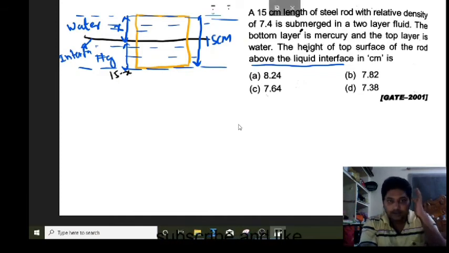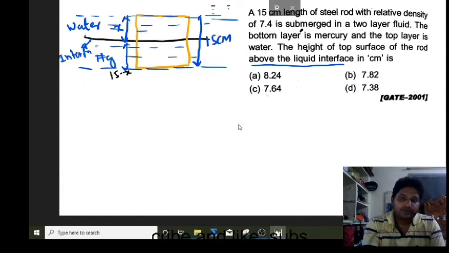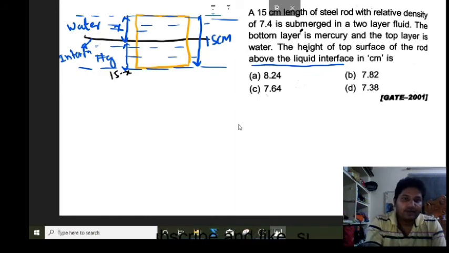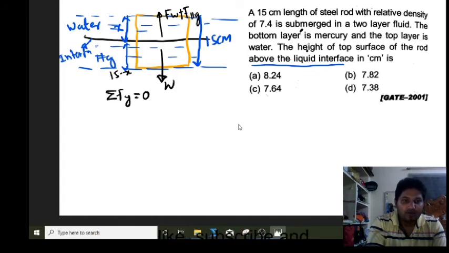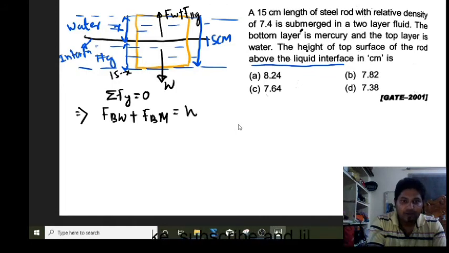Now if you draw the free body diagram, the weight is acting downward, and the buoyancy force due to water plus the buoyancy force due to mercury is acting upward. So I can write that the net force in the y direction will be equal to 0. So the buoyancy force due to water plus the buoyancy force due to mercury will be equal to the weight of this iron rod or steel rod.